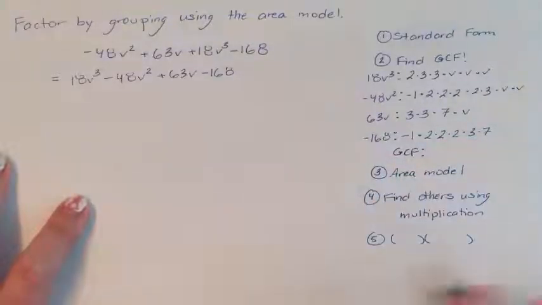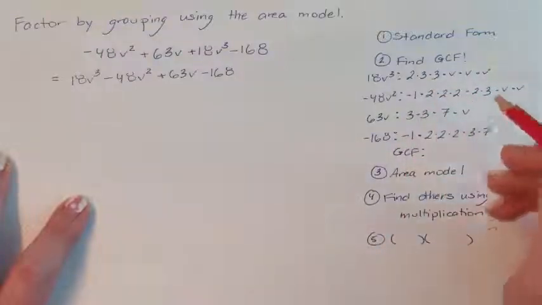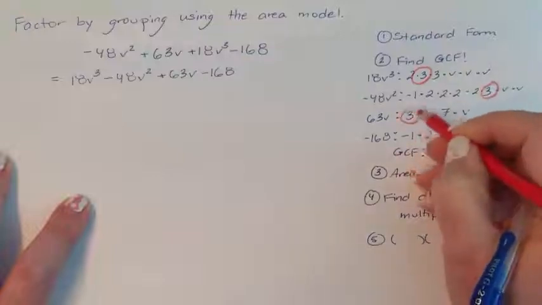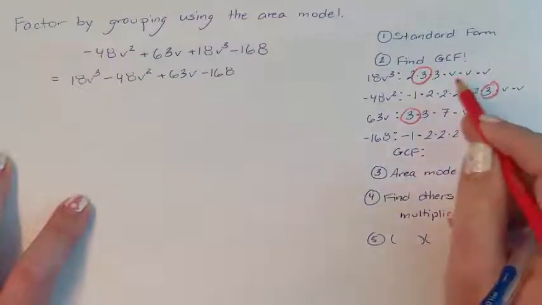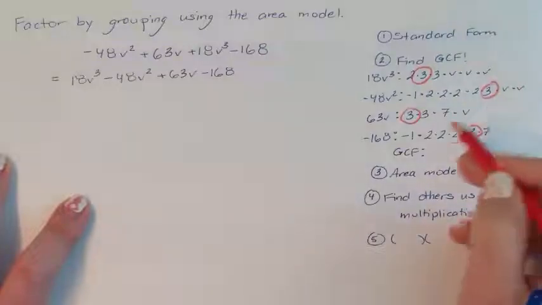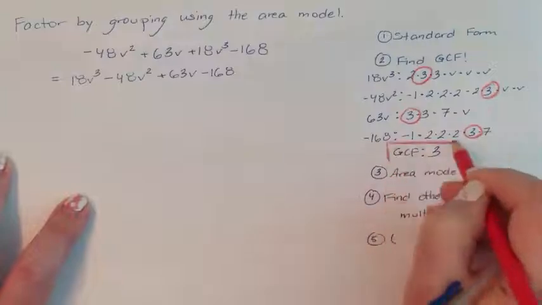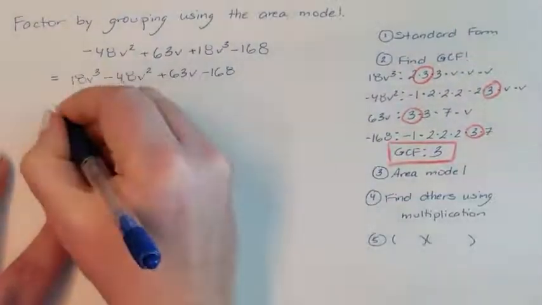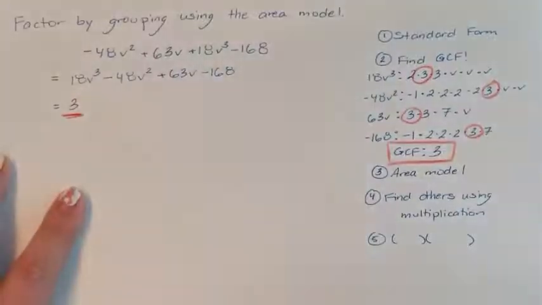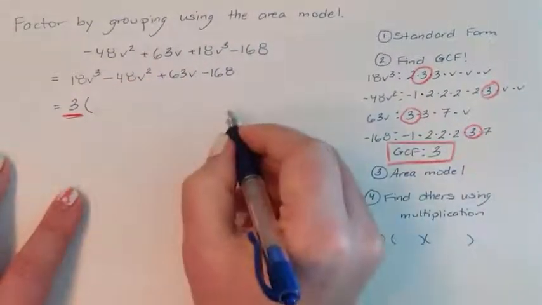Looking at it, they do not all have 2s, so that doesn't work. I see that they all have at least one 3. They do not all have a second 3. They do not all have v's or 7s. So 3 looks like it's going to be our GCF. So my GCF is a 3, which means when I rewrite it out here, here is my GCF. I am now in a parenthesis going to list all of the 4 parts that are left over.